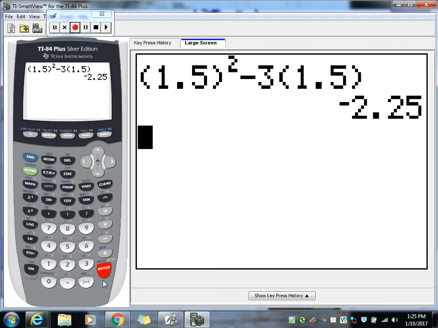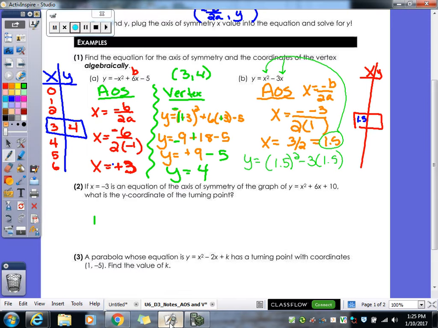And it was negative 2.25. Did everybody get that? Negative 2.25? Yes? Okay. So this is y equals negative 2.25. Was it negative or positive? Negative 2.25. So here, this would be negative 2.25.